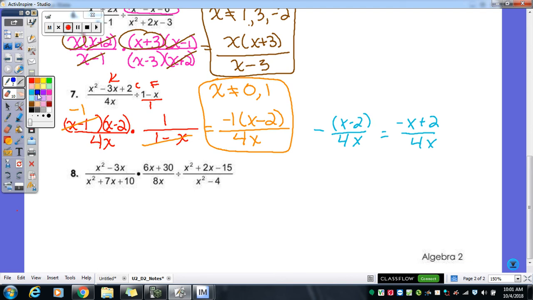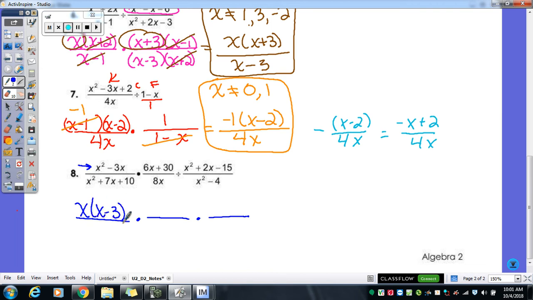All right, last one. We got 3 fractions there. They're eventually going to be all multiplications, so I'm going to set up my 3 fractions with multiplications in the middle. So let's start our factoring. First one, numerator, do we have a GCF? X. So x times x minus 3. Bottom is a trinomial. Multiplies to 10, adds to 7. 5 and 2.